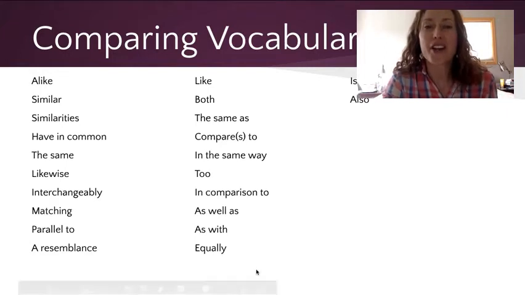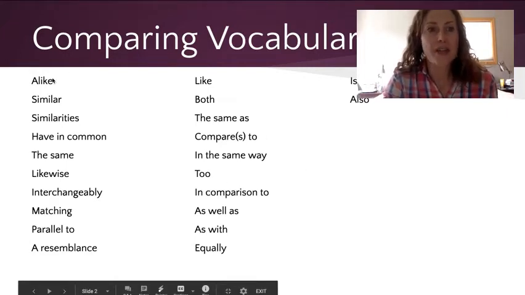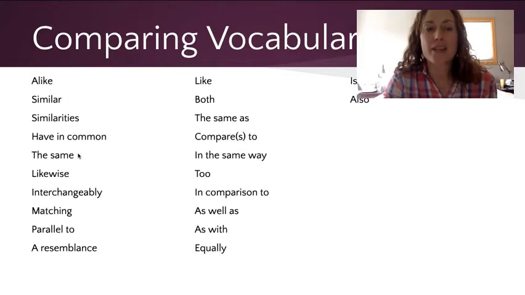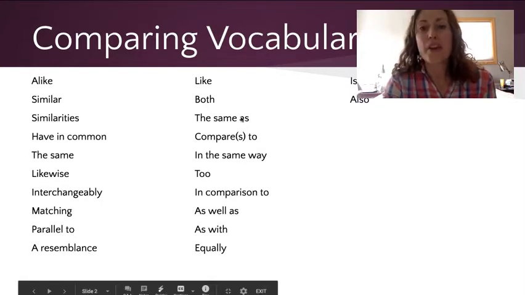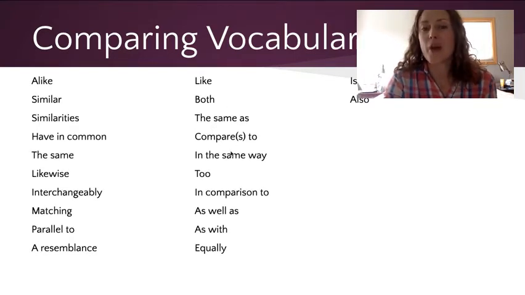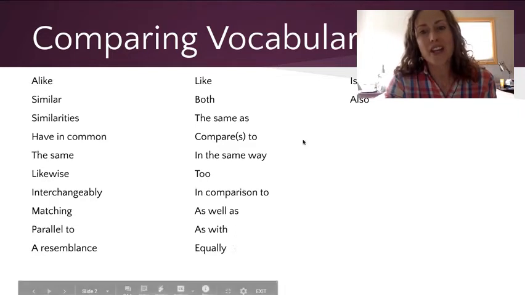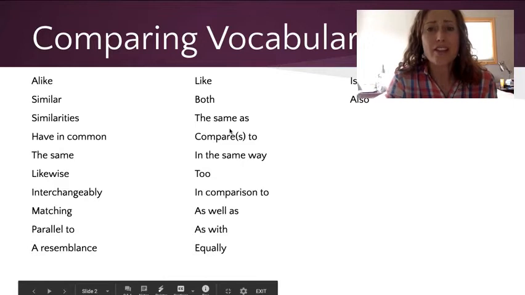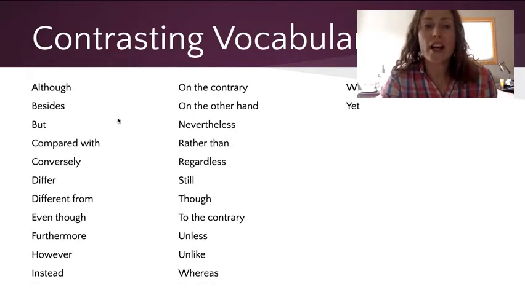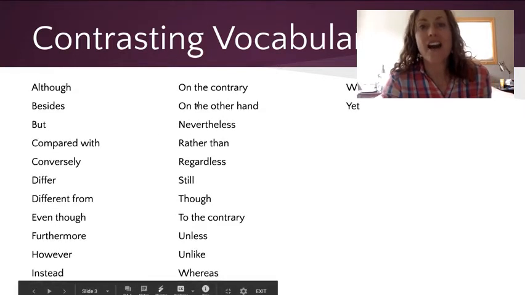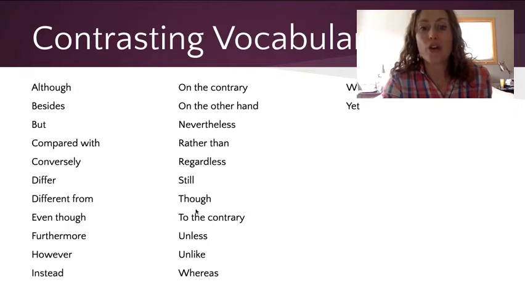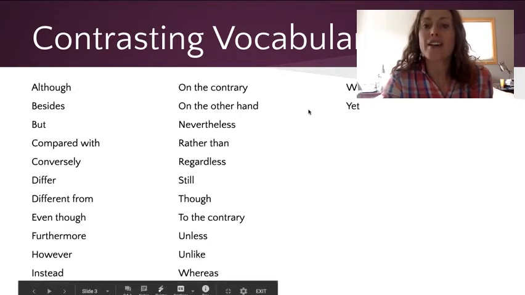All right, so comparing vocabulary words. Here's a big long list. We have alike, similar, similarities, have in common, the same, likewise, interchangeably, matching, parallel to, a resemblance, like, both, the same as, compares to, in the same way, in comparison to, as well as, equally, is comparable, and also. Lots of good words there. For our contrasting vocabulary: although, besides, but, compared with, conversely, differ, different from, even though, furthermore, however, instead, on the contrary, on the other hand, nevertheless, rather than, regardless, still, though, to the contrary, unless, unlike, whereas, while, and yet.